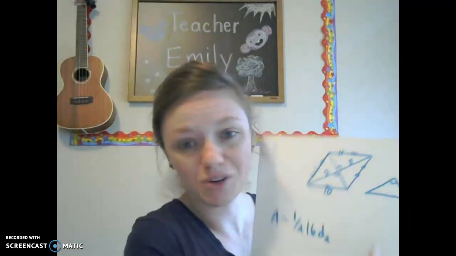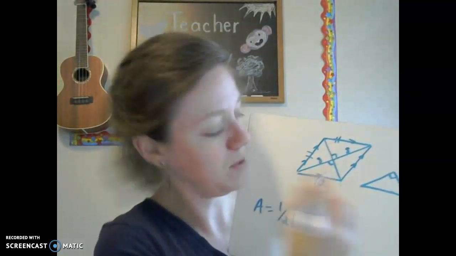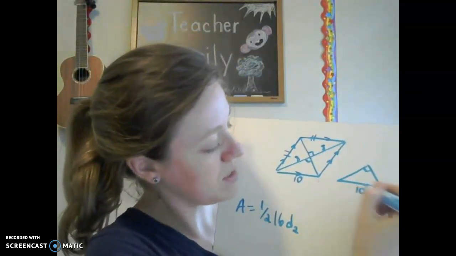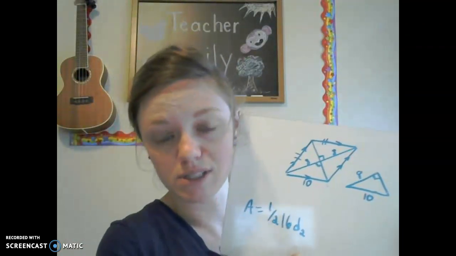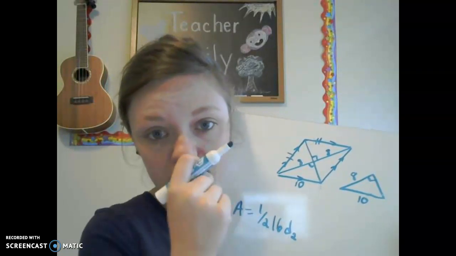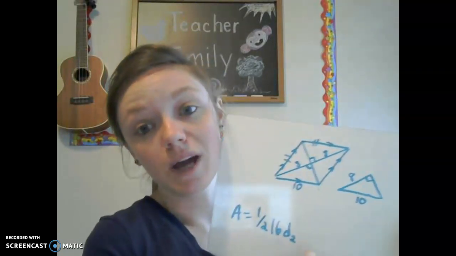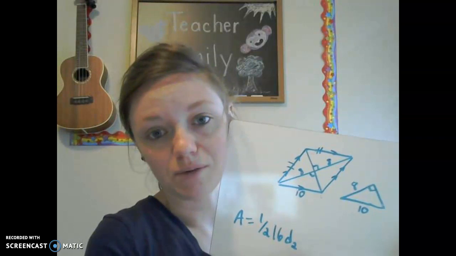That's a good one to work with. You could have worked with any of them, but I'm going to pull out this one right there. I know that the bottom is 10, that's the hypotenuse. I know that this is 8. I don't know that this is a 30, 60, 90-degree triangle, but I do know it's a right triangle. So what I can do is use the Pythagorean theorem.